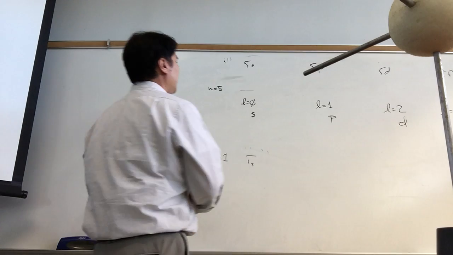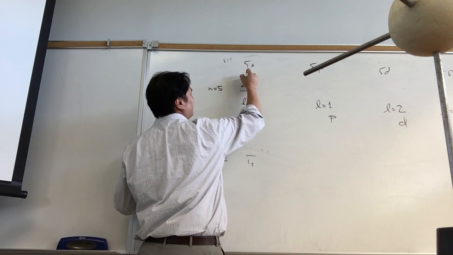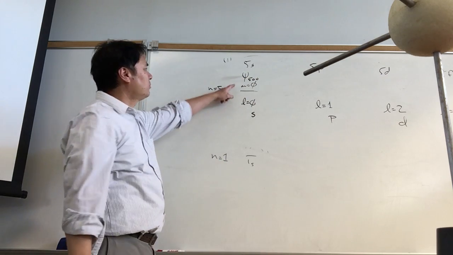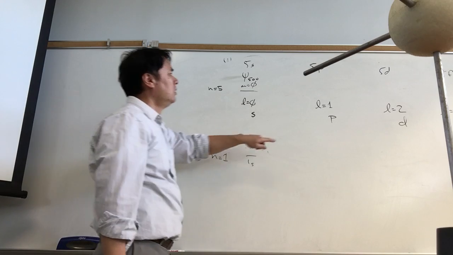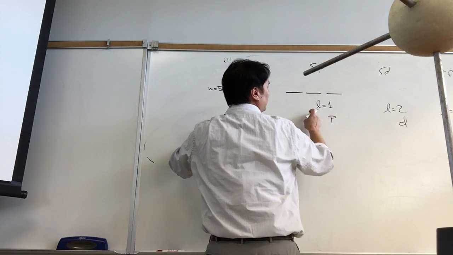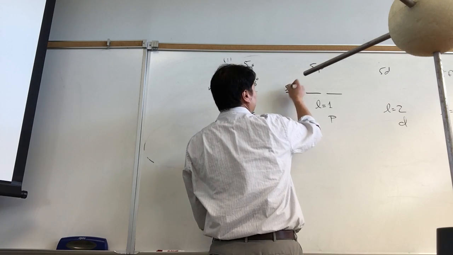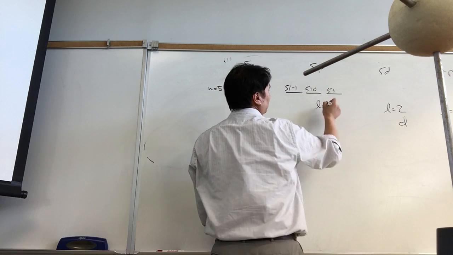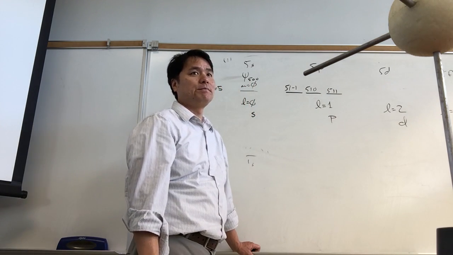Well, when L equals 0, I only have one M value, M equals 0. And so we call this the 5, 0, 0 orbital. I'm going to get rid of the psi because it takes up too much space. When L equals 1, then I'm going to have 3 orbitals, 2L plus 1, right? And what are those 3 orbitals? They're going to be the 5, 1, negative 1, 5, 1, 0, 5, 1, 1. In other words, the 5px, 5py, 5pz.